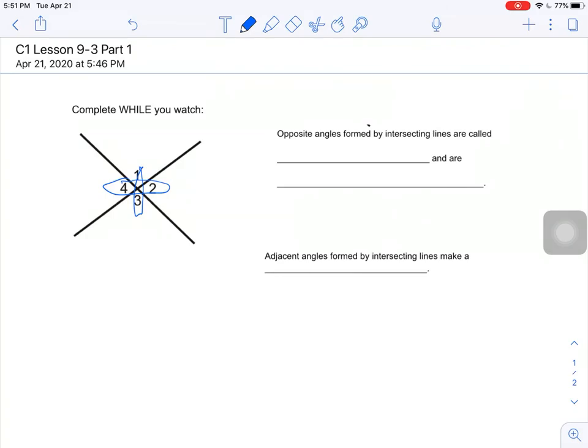Since they have a special property of having the same measure, they also get a special name. Those opposite angles that you get when you make intersecting lines are called vertical angles. The reason they're called vertical is because, depending upon the way you put the diagram, they are vertically across from each other. That's where the name vertical angles comes from.